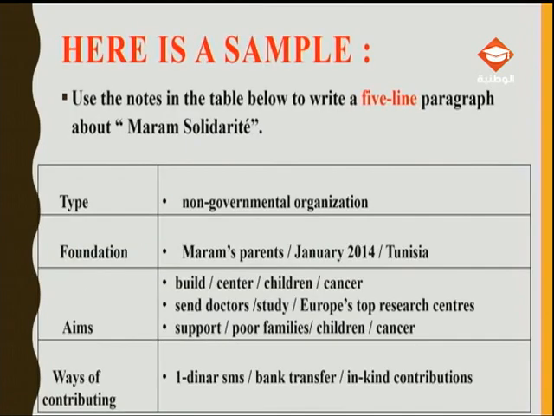Here is a sample. So, use the notes in the table below to write a 5-line paragraph about Maram Solidarité. So it is in French. That's the title, that's the name of this organization. We have to keep it as it is. The name is in French, Maram Solidarité. What do we have in the table? We have the type of organization. It is non-governmental. It means that it does not depend on the government. It is a charity organization.